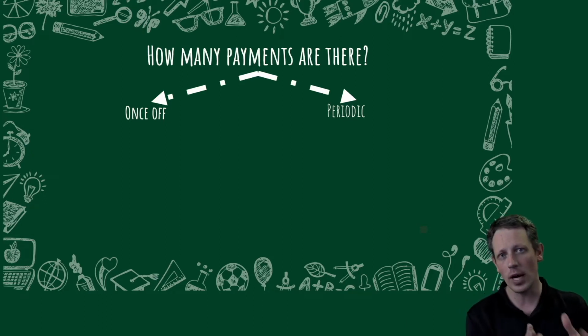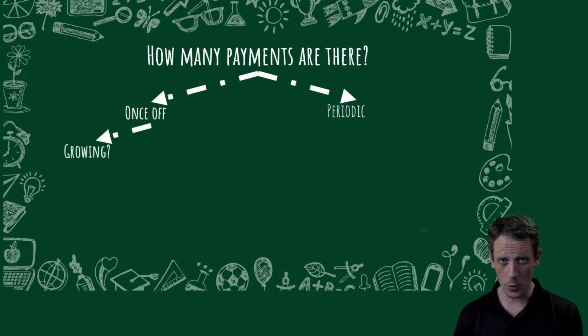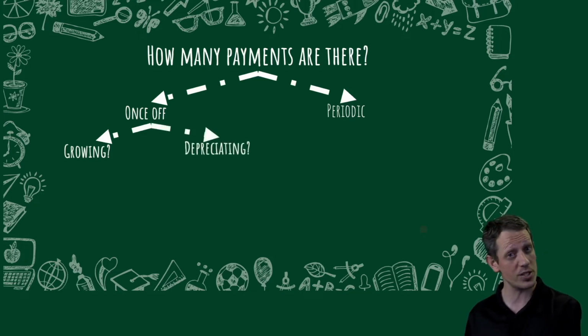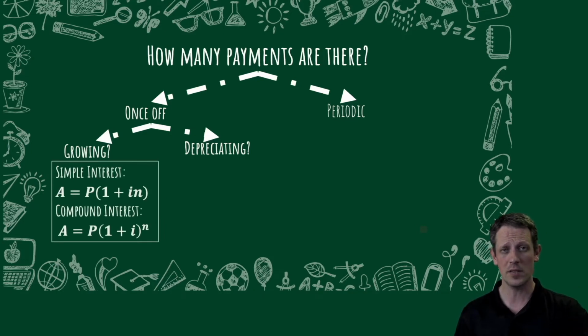But if you've got once-off payments, you ask yourself the question, is it growing? So is your investment growing, your loan growing, or is it depreciating? In other words, it's going down in value. If it is a growing formula, then it's only going to be simple interest or compound interest.